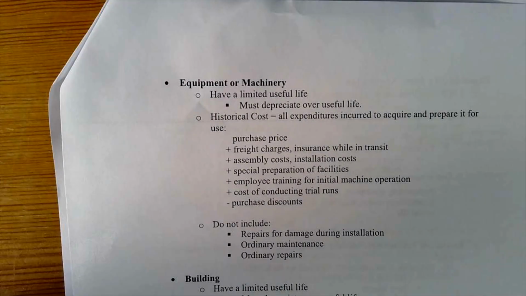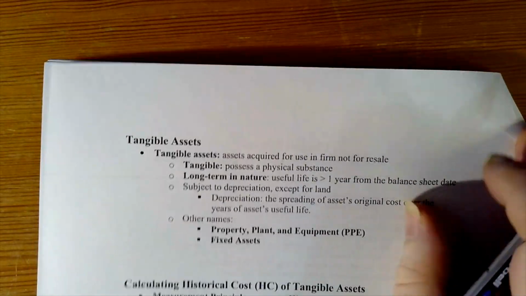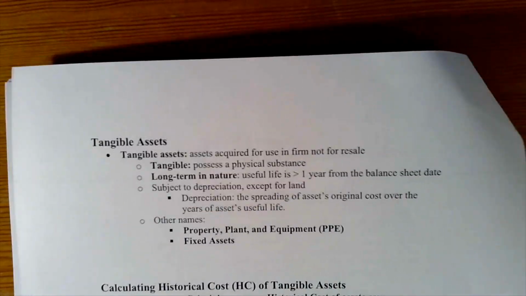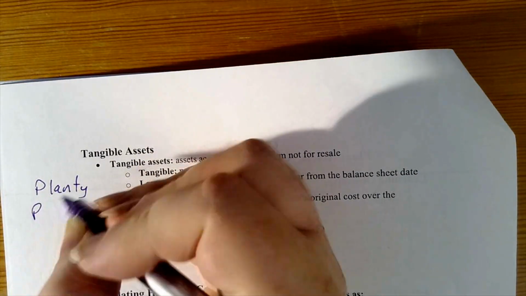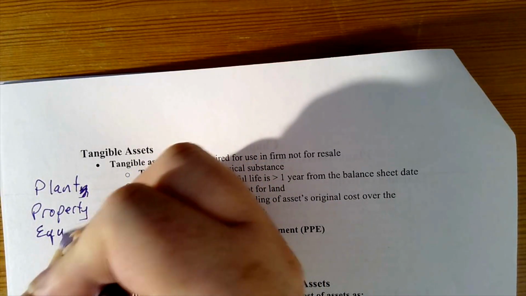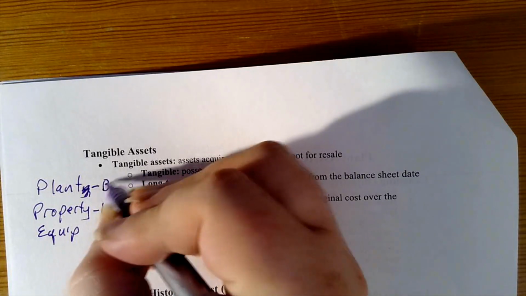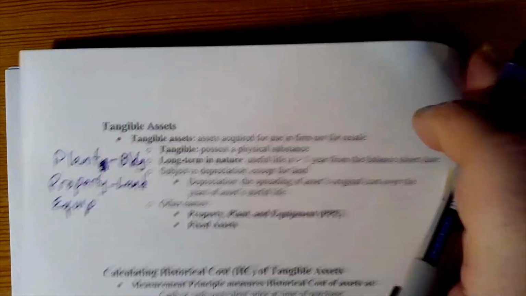On this page, we're going to start off with tangible assets. Now, tangible assets, as we said, we call plant, property, and equipment. Plant, property, and equipment. Equipment is self-explanatory. Property is land, and plant is sort of buildings. Now, just notice that it's tangible.